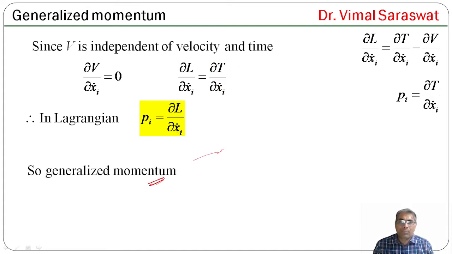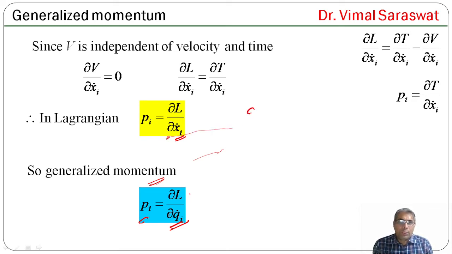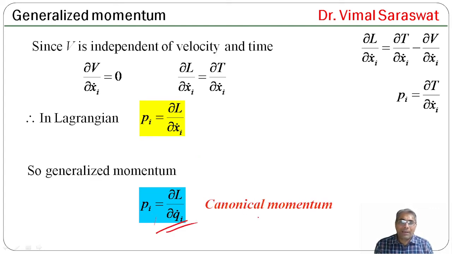So the generalized momentum pi is equal to del L upon del qi dot, because here xi is the coordinate of the ith particle, and in generalized coordinates we use q in place of x. So xi dot will be qi dot. So generalized momentum is given by pi equal to del L upon del qi dot, and this is our canonical momentum. So generalized momentum or canonical momentum pi is equal to del L upon del qi dot.